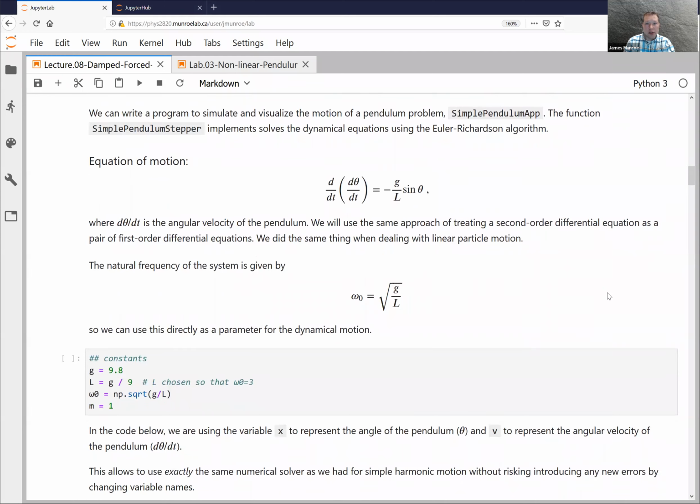What I'm going to do is follow the same structure we've been doing and write an application, which I'm going to call a simple pendulum application, that implements a numerical stepper that solves the following dynamical equation. The dynamical equation is the second derivative of the displacement angle is proportional to the sine of the angle. As we've done before, we can split this up into two first-order differential equations where we're very specific.